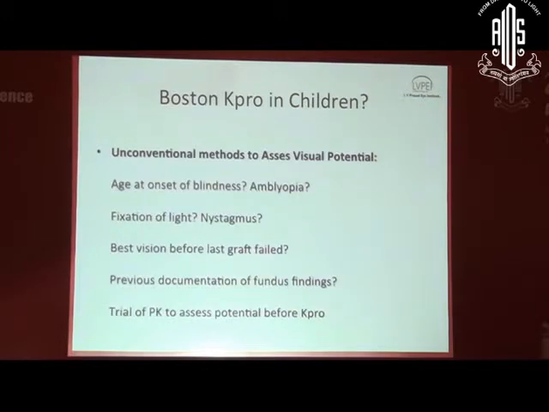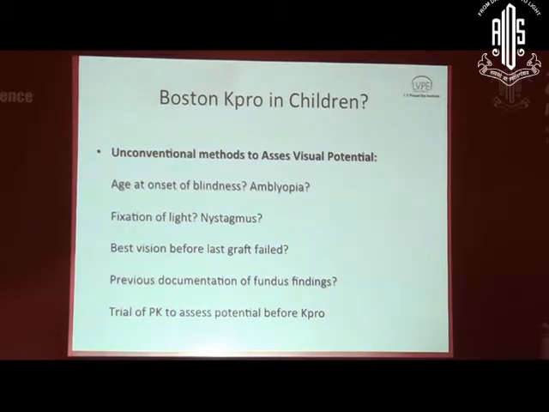So you can use some unconventional methods to assess visual potential, especially in children. So what was the age of onset of blindness? Is there a chance that the patient might be amblyopic? Which eye lost vision first? So this is a very important consideration which is completely different from adults. In adults, you would like to operate on the worst eye first. But if you're operating on a child, you would like to operate on the better eye first, because the worse eye is probably more densely amblyopic than the better eye. So if the patient has, like, counting fingers vision in one eye and light perception in the other, you're probably better off operating on the counting fingers eye. But whether you want to operate on a child at all is a completely different question, which is more important.